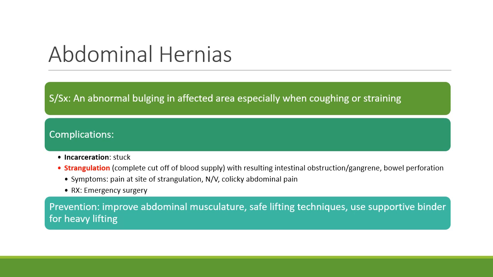So the symptoms are severe pain at the site of strangulation, nausea, vomiting, colicky abdominal pain. If it is bowel that is strangulated, it acts like an obstruction. If it's something else, then it's just severe abdominal wall pain. So looking for nausea, vomiting, pain, fever, tachycardia, abdominal distension. Again, true surgical emergency, call the surgeon right away.